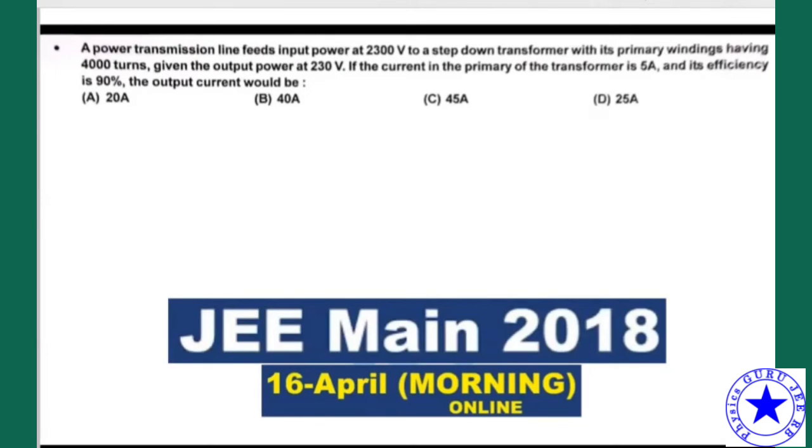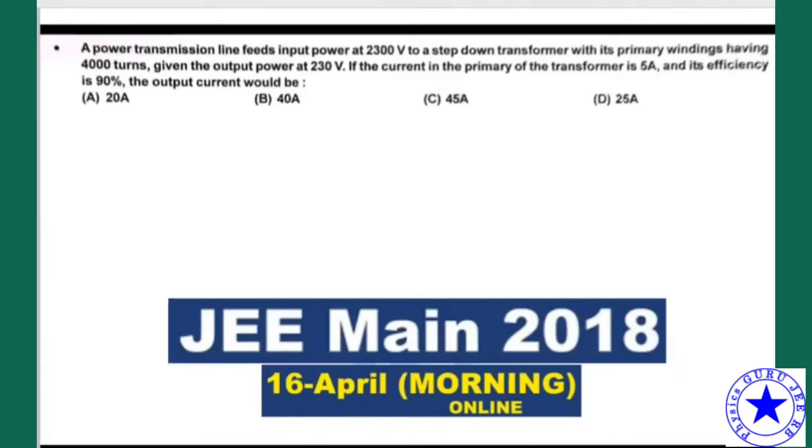16th April morning online exam. A power transmission line feeds input power at 2300 volts to a step down transformer with its primary winding having 4000 turns, and gives the output power at 230 volts. If the current in the primary of the transformer is 5 amp and its efficiency is 90%, the output current would be? Now what is the output current?